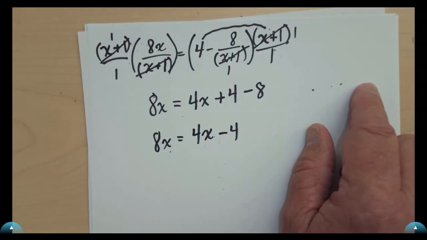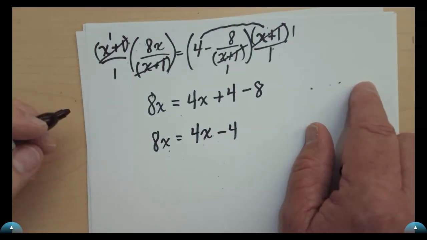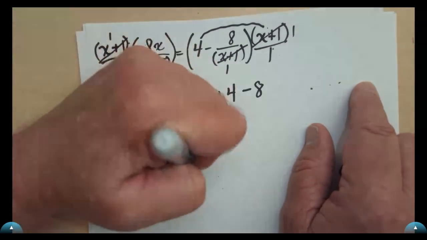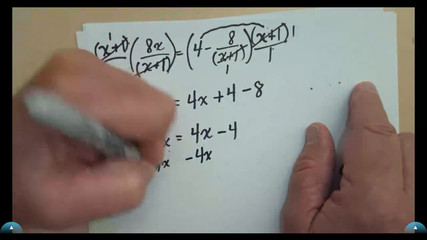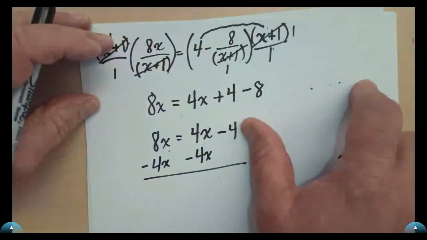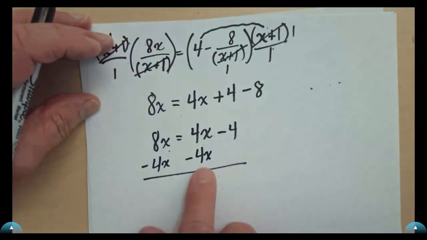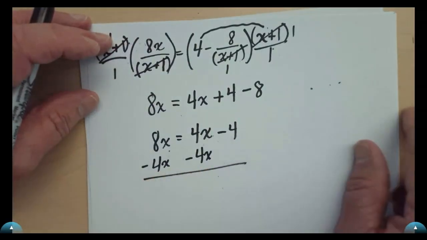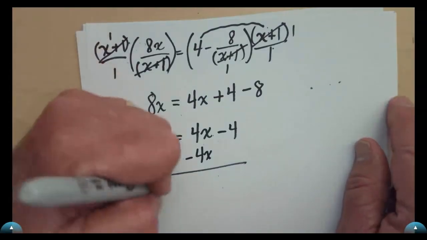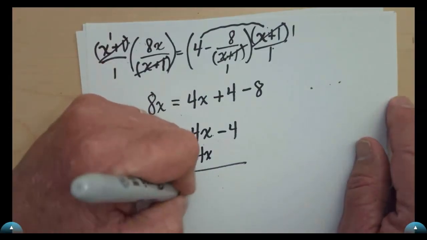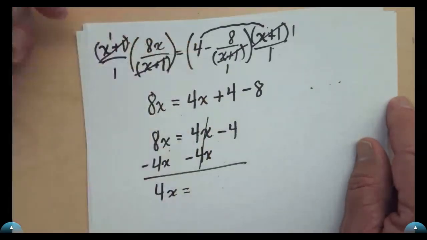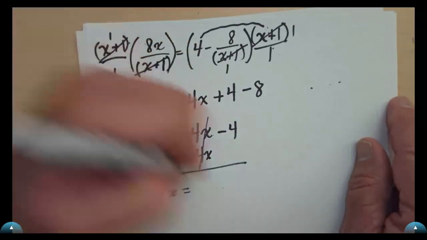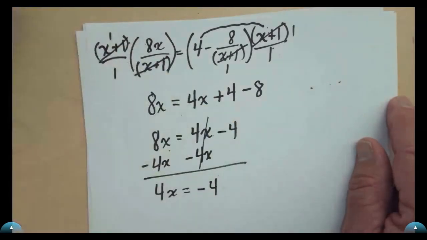Everybody with me here? Okay, now we're just going to solve this little equation. I'm going to subtract 4x on each side. Since my constant term, negative 4, is all on the right side, I'm just going to move my variable term all to the left. 8x minus 4x is 4x. On the other side, 4x minus 4x, of course, is 0. That cancels. I'm just left with negative 4.